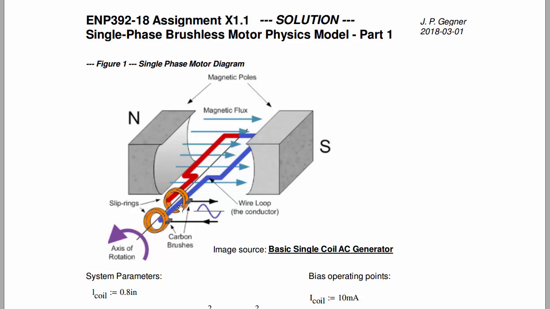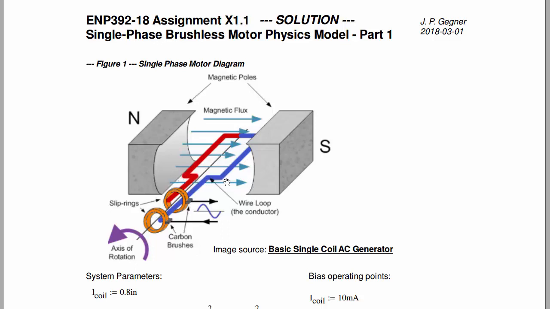In the last video, we looked at the basic principle of operation. In this video, I want to focus on how we can address the fundamental limits of efficiency of this motor. So if you recall, this is the motor that we're studying.